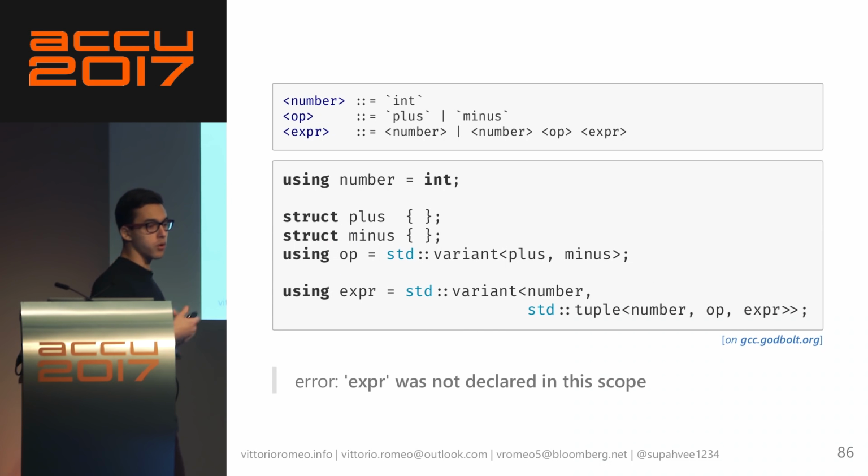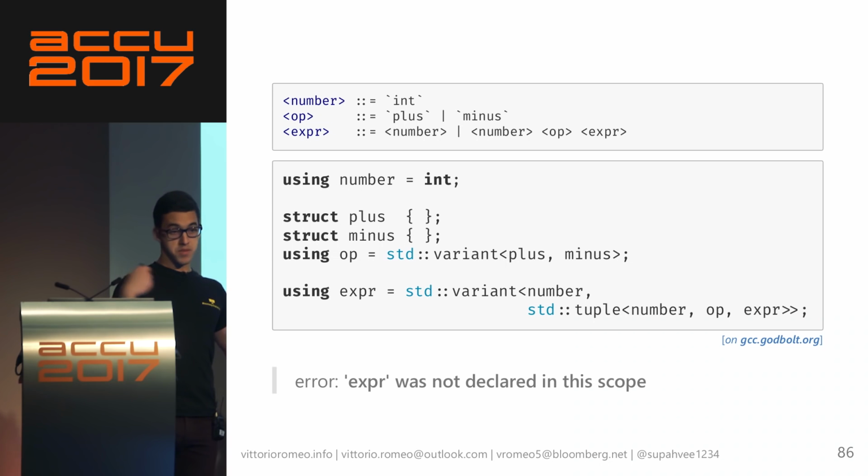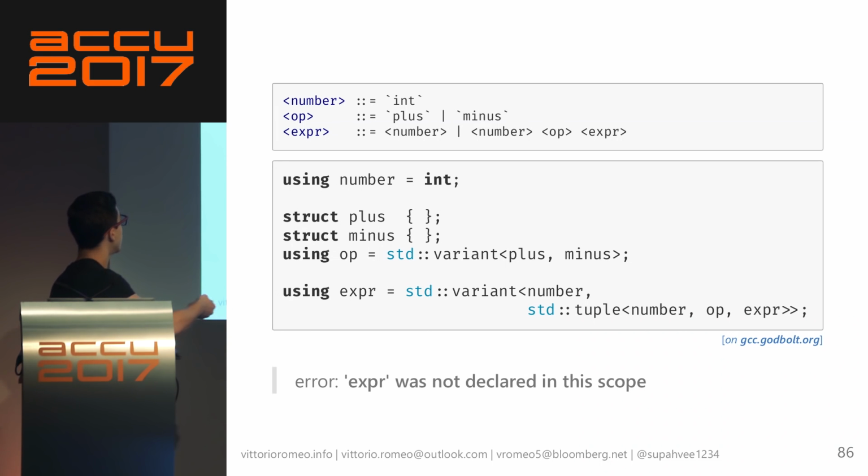And if we want to model this grammar immediately in C++, what you would intuitively try to write is this code over here. Since a number is an int, we simply use a type alias. Operation can be plus or minus, so we just provide two empty structs, and we say that operation is a variant of plus or minus. So it can either be one or the other.